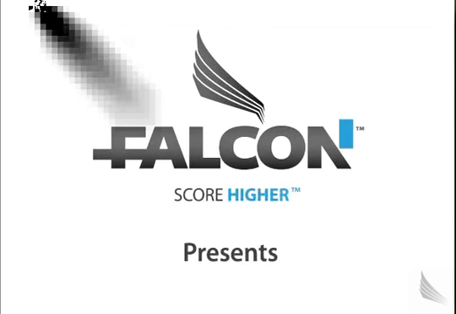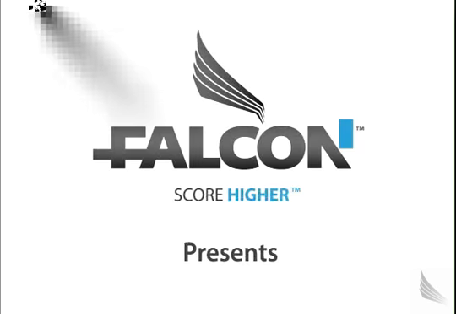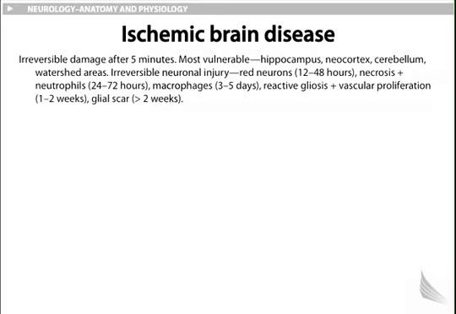The areas of overlap between the major blood vessels, known as the watershed areas, tend to be vulnerable when there is global brain hypoperfusion.